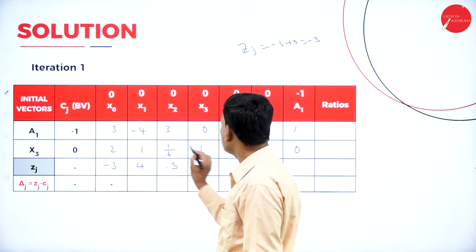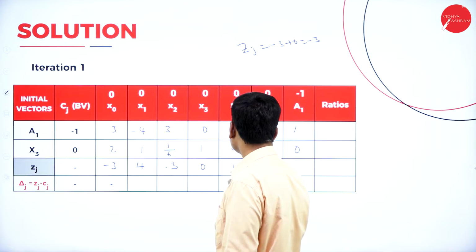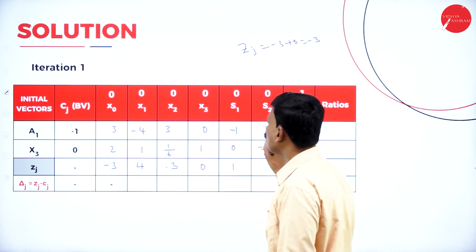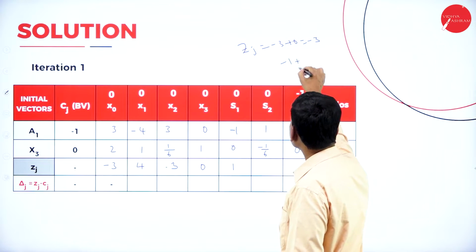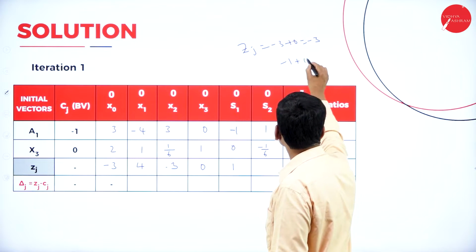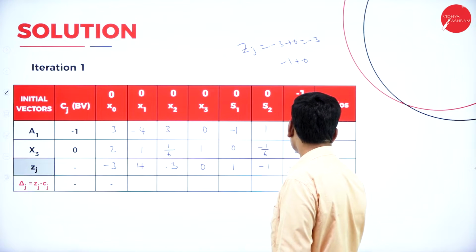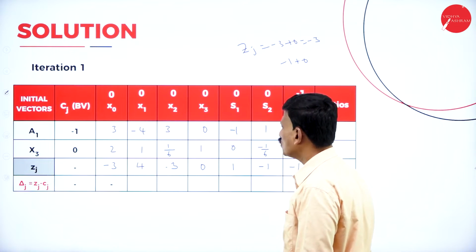Again 0 into 1 is 0 and 0 into 1 is 0, 0. Minus into minus plus, 1 ones are 1 plus 0 is 1. Again minus 1 into plus 1 is minus 1, plus 0, that's equal to minus 1. Again 1 into minus 1 is minus 1, plus 0 is minus 1.